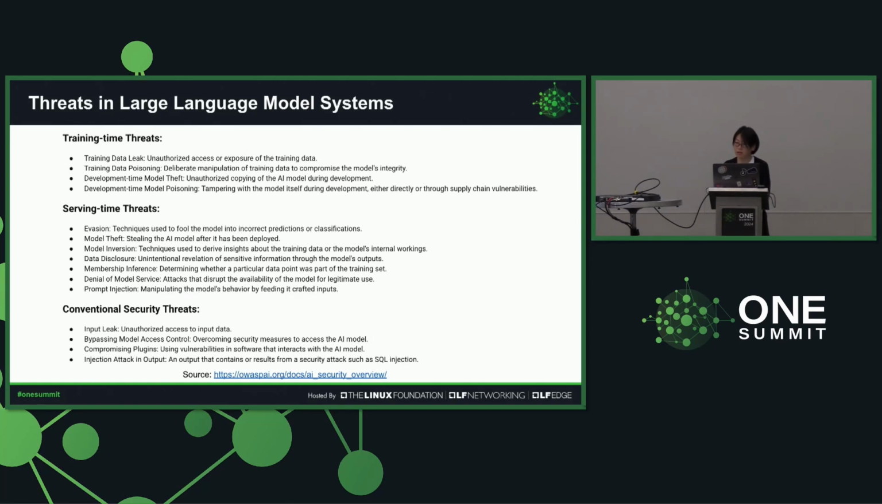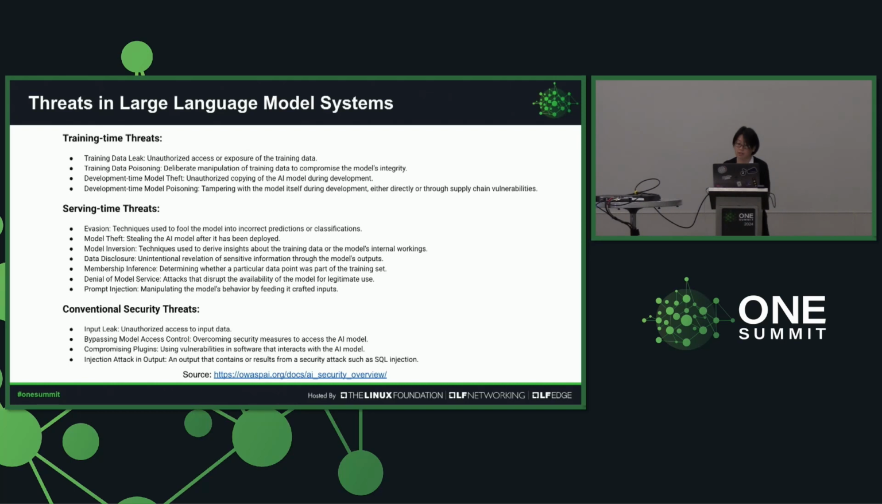In model training time, there are lots of threats that might happen to our model vendors, both the third-party model vendors and inside model vendors. For example, we have training data leak, which is unauthorized access or exposure to the training data. And we have training data poisoning, which deliberately manipulates the training data to compromise the model's integrity. And we have development model theft, which means maybe our cloud service provider, or maybe we are using GCP or NVIDIA cloud to train the model. This cloud might make unauthorized copies of the AI model during development.